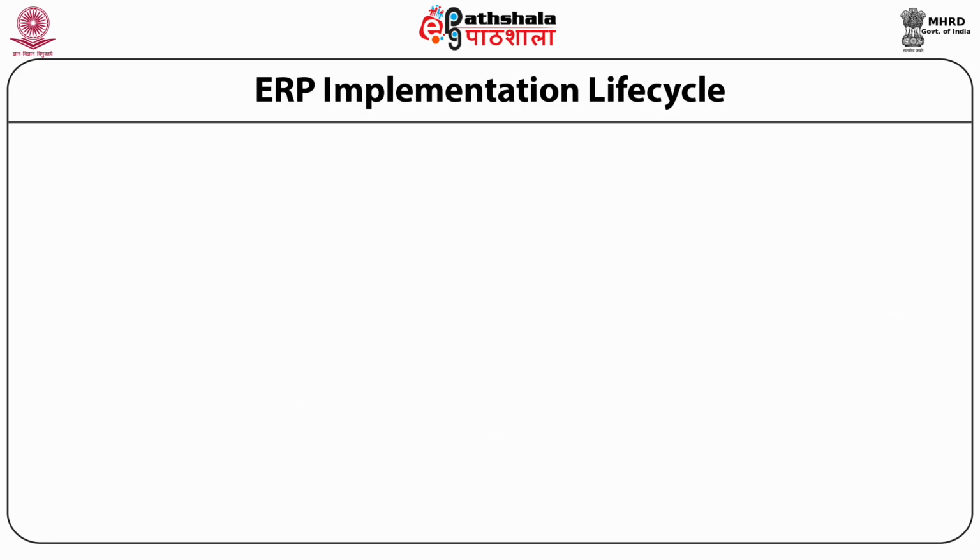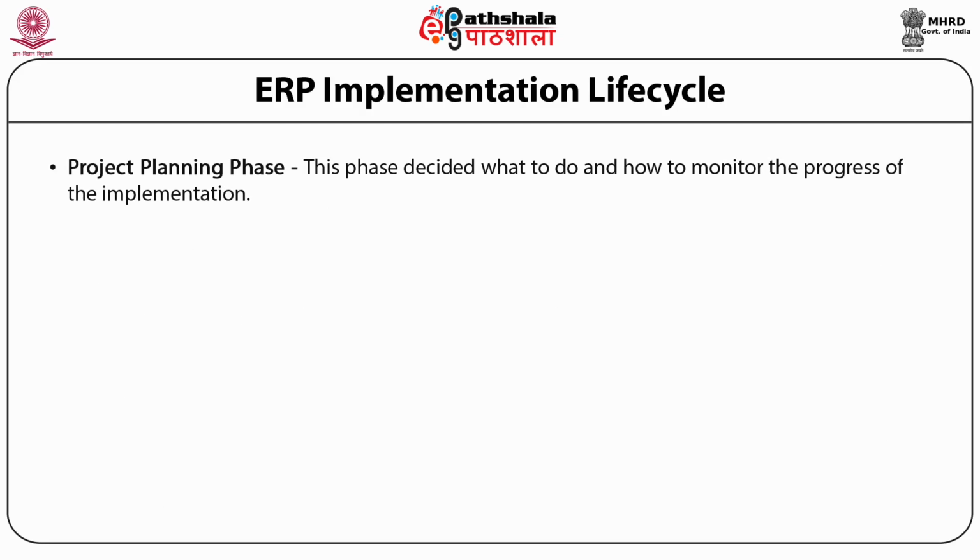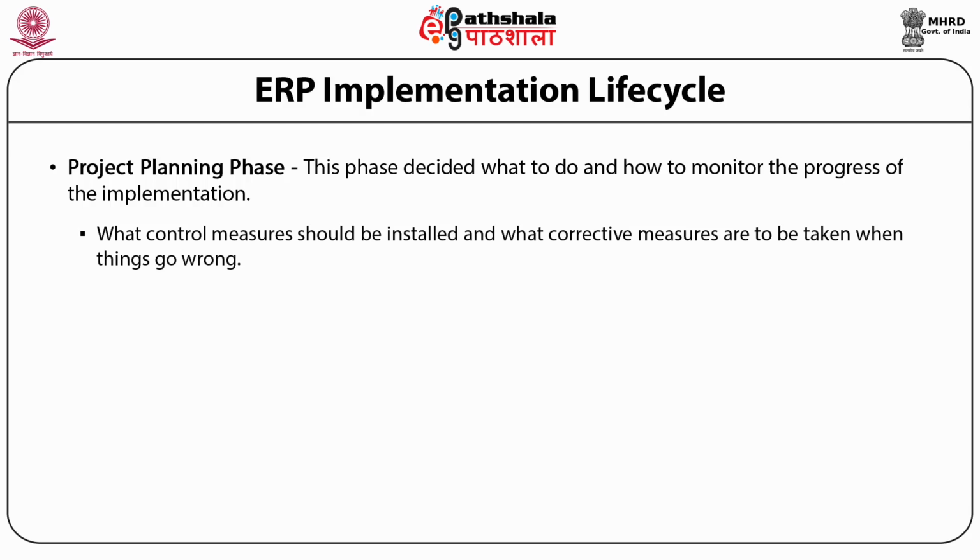The next phase in the process is project planning. This phase decides what to do and how to monitor the process of implementation. What control measures should be installed and what corrective measures are to be taken when things go wrong.